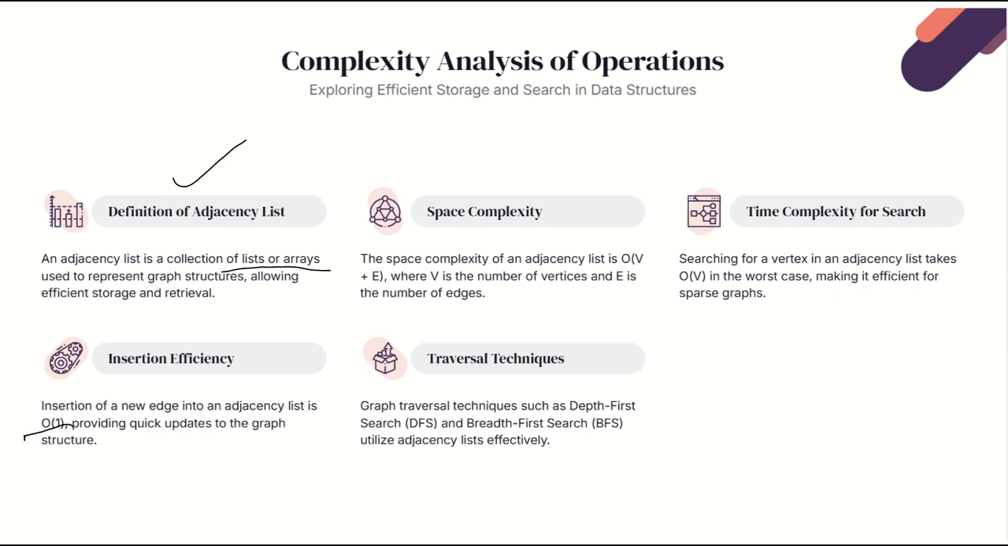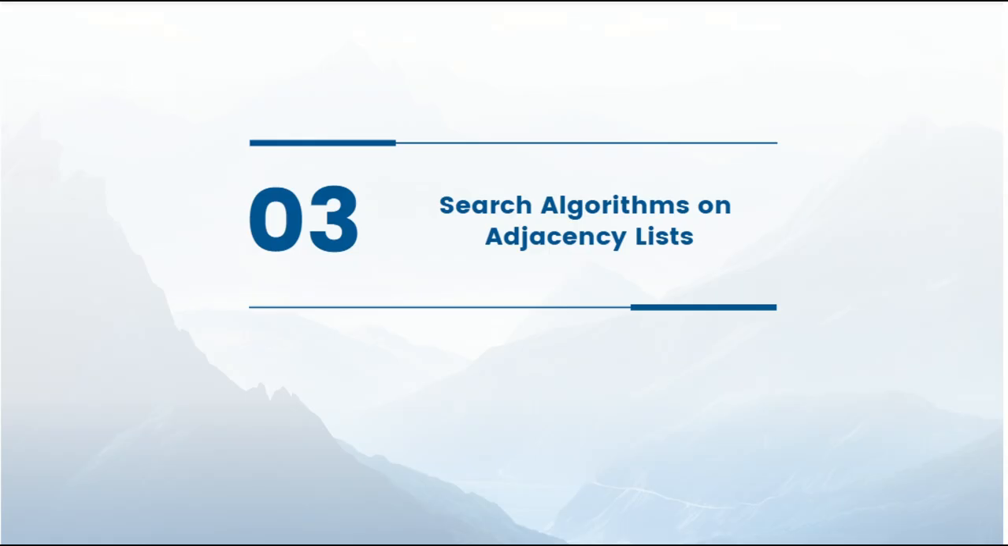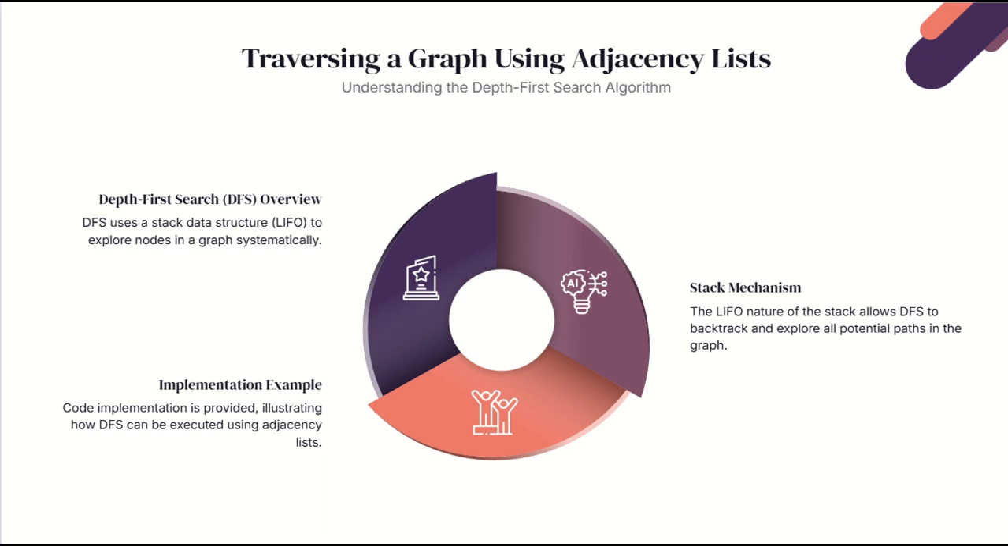For traversal, BFS and DFS can be used, but DFS will be best because in DFS we get an option for backtracking. Now, time complexity will be order of V in the worst case to search whether a vertex is present or not, and order of V plus E to search whether a vertex or edge is present. As we already discussed, BFS and DFS are the search algorithm options on an adjacency list.